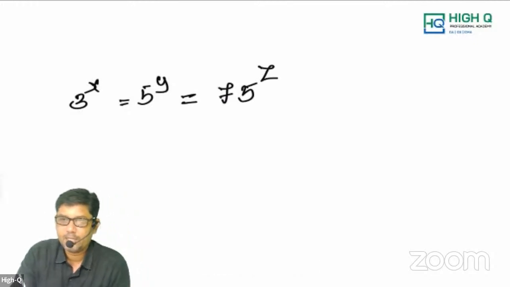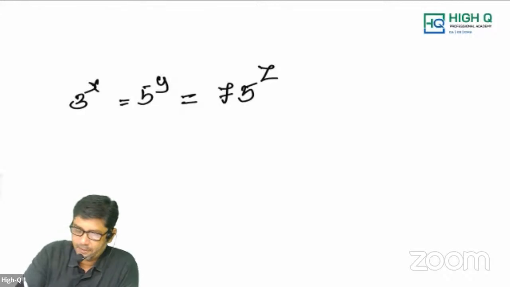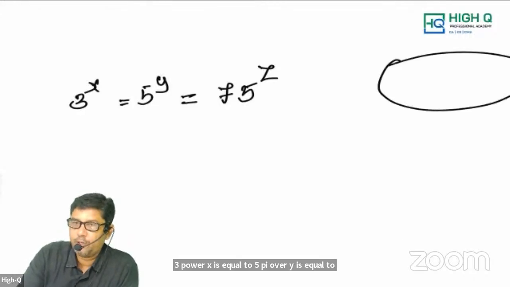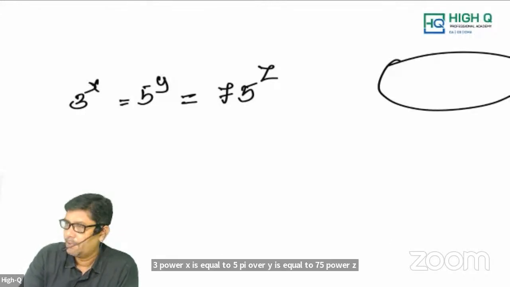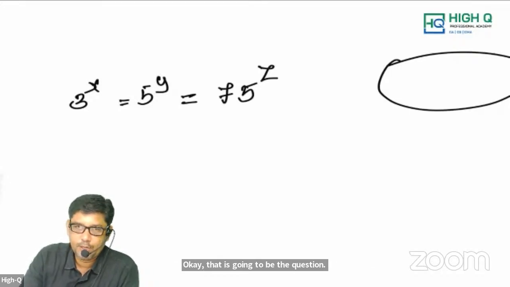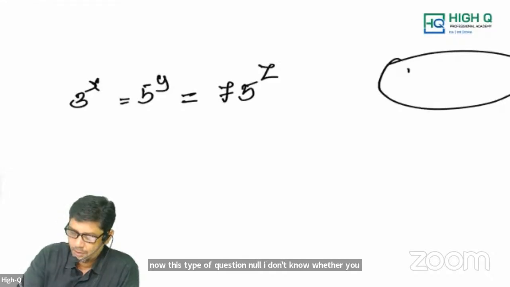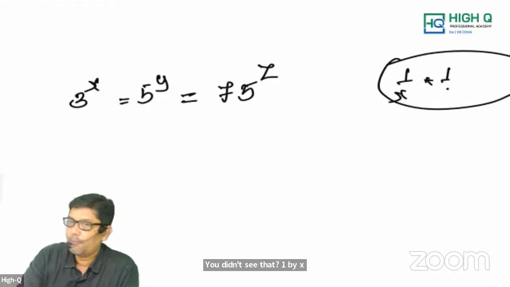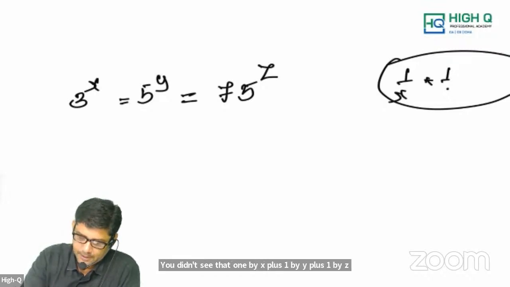3 power x is equal to 5 power y is equal to 75 power z, and some expression will be given to you, is equal to dash. That is going to be the question. Now this type of question, I don't know whether you have seen it or not. I did it. You didn't see that? 1 by x plus 1 by y plus 1 by z. Something like that will come. Okay, fine. Now just do what I'm saying.